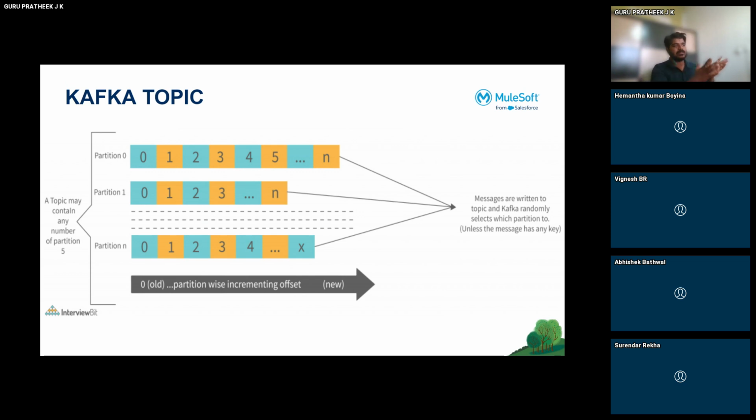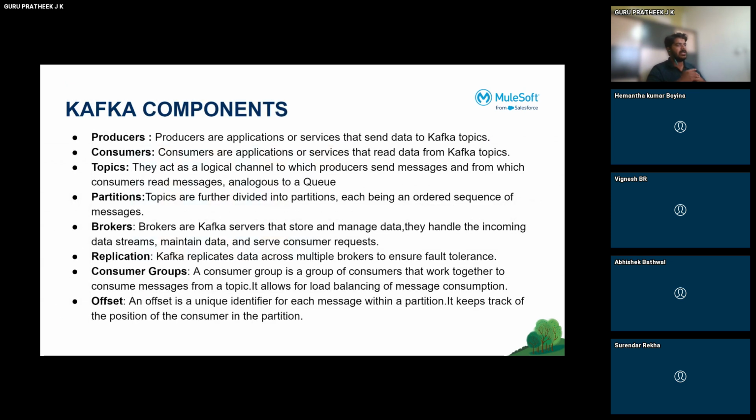And 0 is the first offset, and n is the newest offset. So whenever we talk about the latest message, it is always the last uncommitted offset of that particular partition. We will talk about what a commit operation is in the next slides. Here we'll just get an overview of the Kafka components.